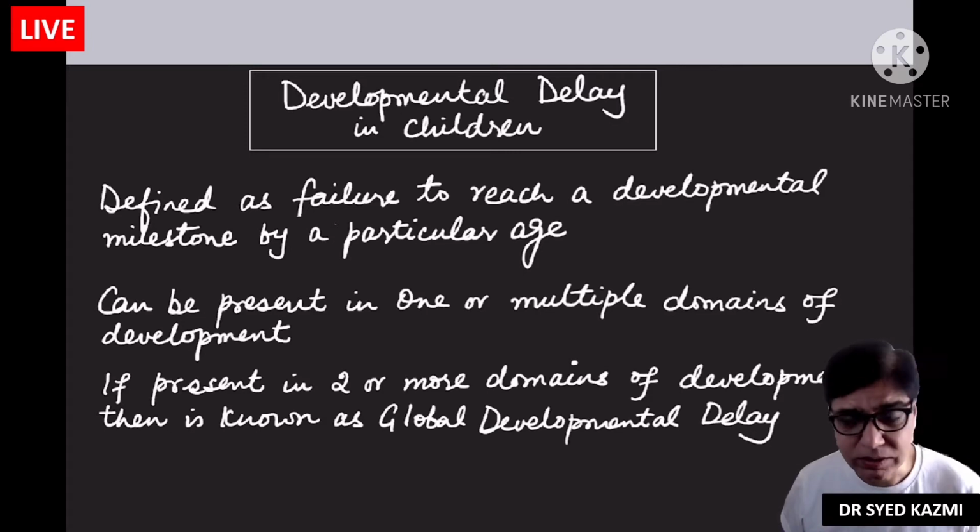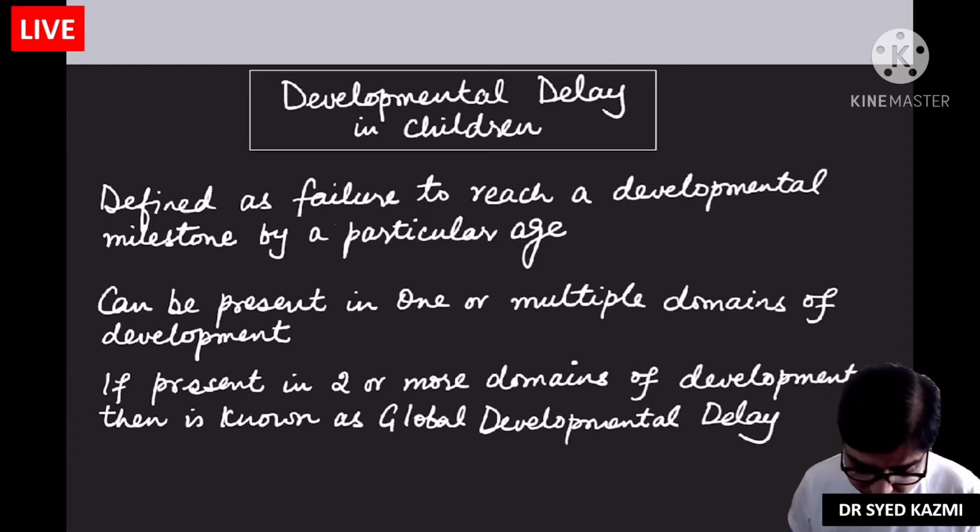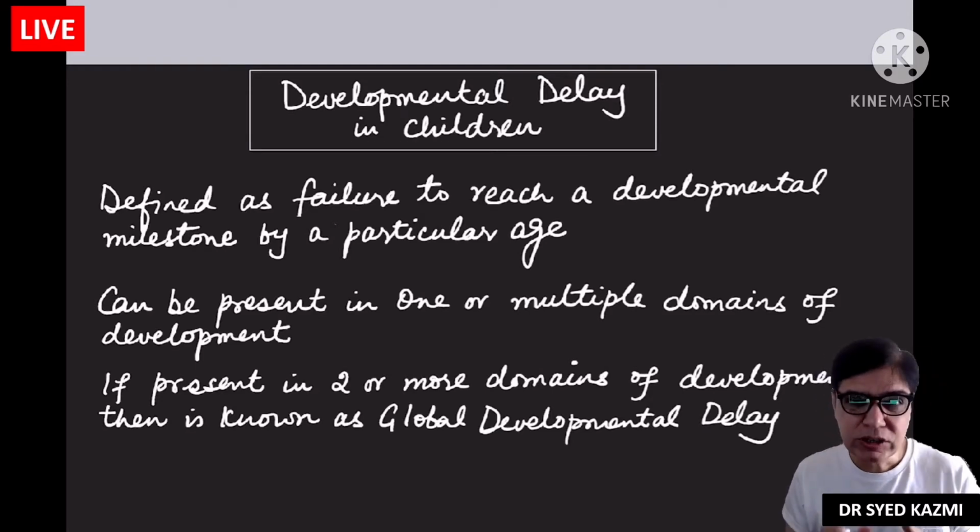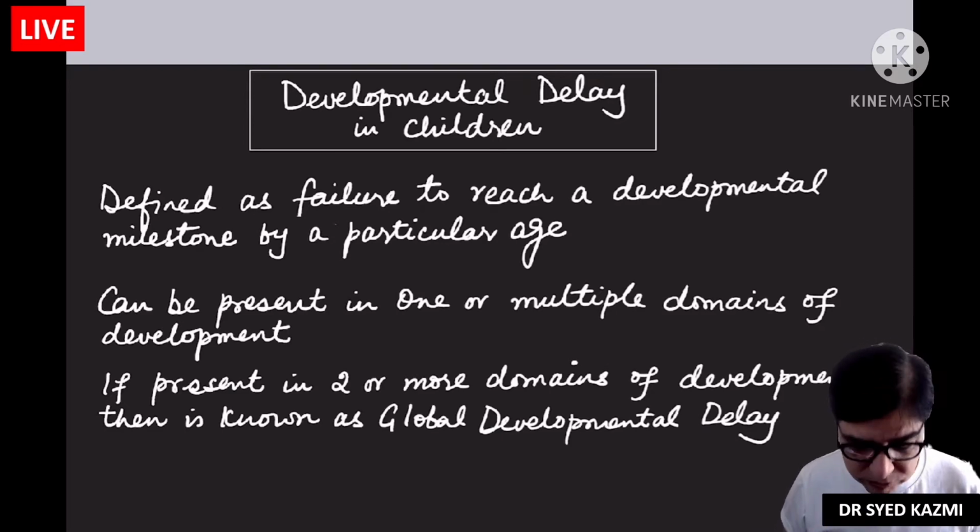So let's start. Now, at a very basic level, developmental delay is defined as failure to reach a developmental milestone by a particular age. So you should know by which age children reach their developmental milestones. You should know when a child started giving a social smile, when a child started grasping objects, when he started sitting without support, when he started sitting with support, when he started crawling, when he started walking, and so on and so forth. So you should know by which age these milestones are reached.